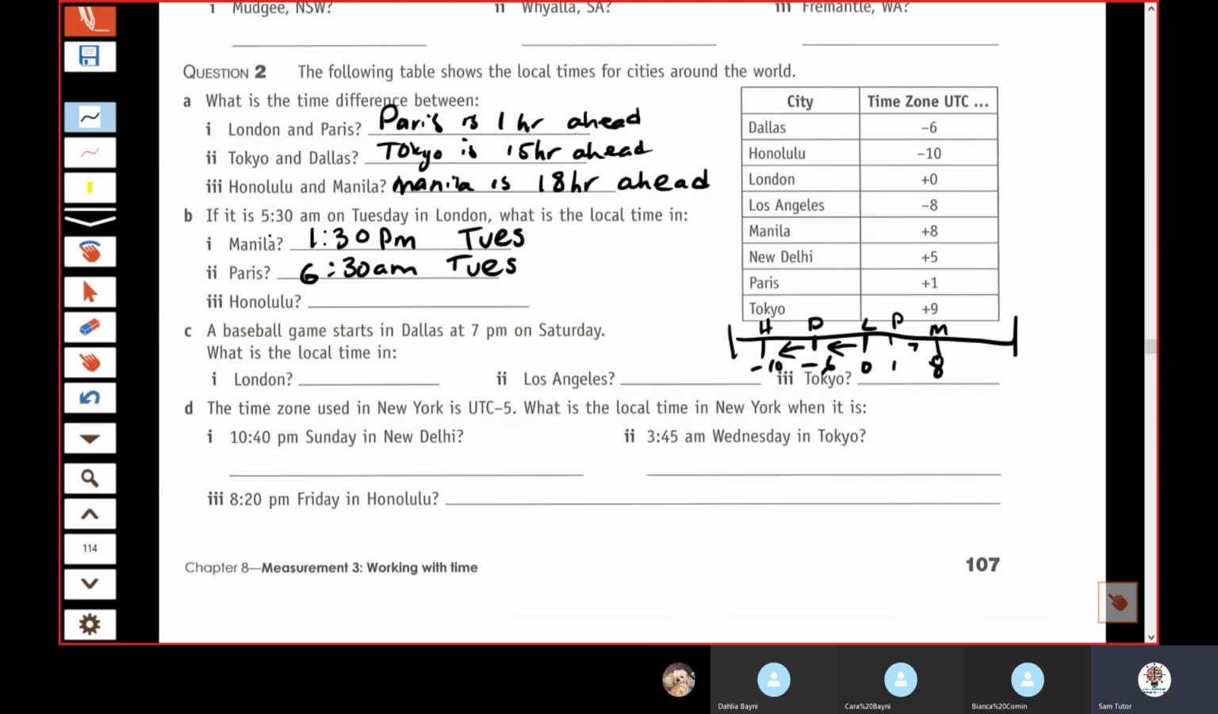Honolulu is 10 hours behind. All right, how do you want to do 10 hours behind? Anyone have any idea of how to do 10 hours behind really quickly, instead of counting? Would you maybe minus 12 and then plus 2? That's a magical number, minus 12. So what's 5:30 a.m. take away 12 hours? 5:30 p.m. on the Monday. Correct. And then add two more hours now. So 7:30 p.m. Beautiful, on Monday.